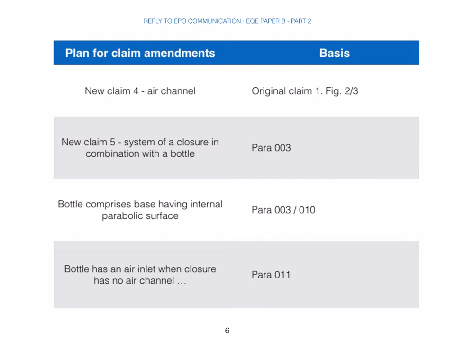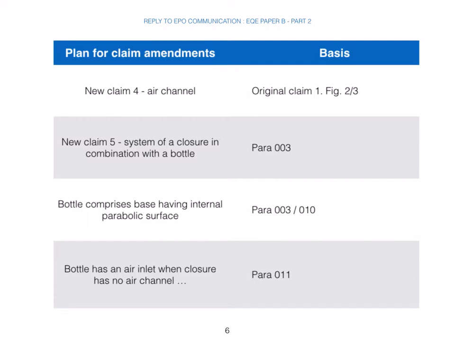Next amendment is new claim 5, which is a system of a closure in combination with the bottle based upon paragraph 3. The bottle comprises a base having an internal parabolic surface, which is based upon paragraphs 3 and 10. And I am proposing to add the feature that the bottle has an air inlet when the closure has no air channel, based upon paragraph 11, which I thought was an essential feature of the bottle and closure combination.